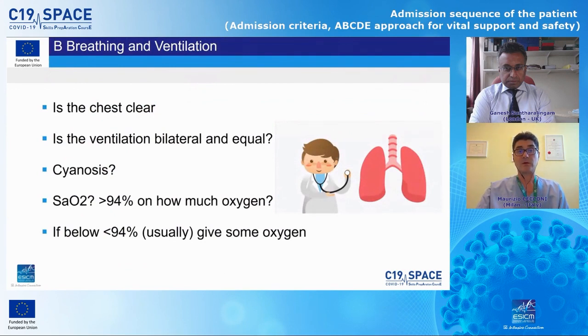We will also go on with our examination looking at other basic but important signs. Is the chest clear? Is the ventilation bilateral and equal? Are there signs of cyanosis? And looking at something that we can measure very easily now, like oxygen saturation. If it is above 94%, I should also ask myself how much oxygen. And if it is below 94%, usually it's good practice to give oxygen to stabilize the situation when we assess and we see how the patient reacts to this.